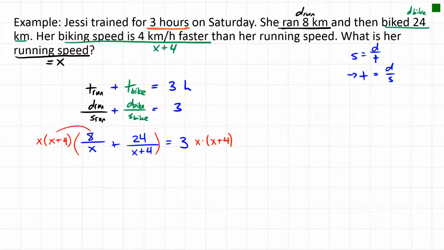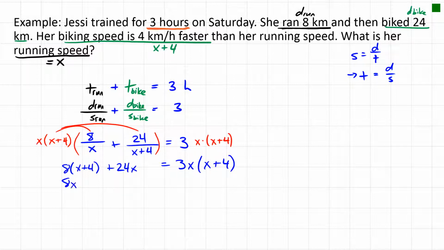So I'm going to multiply that in to both terms on the left-hand side. So the x's cancel on that first term, so I'm left with 8 times x plus 4. And the x plus 4's cancel when I multiply it over to the second term, so I get plus 24x. And on the right-hand side, I just have 3x times x plus 4. So now I'll expand and start rearranging.